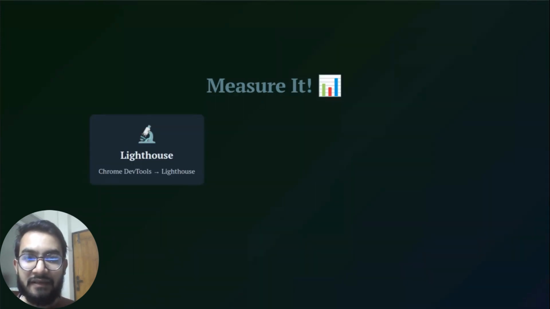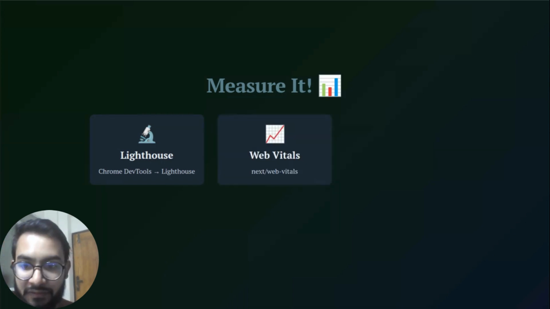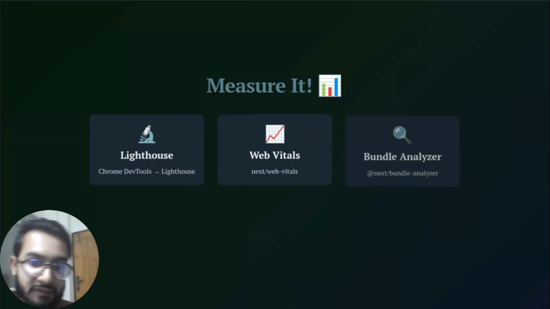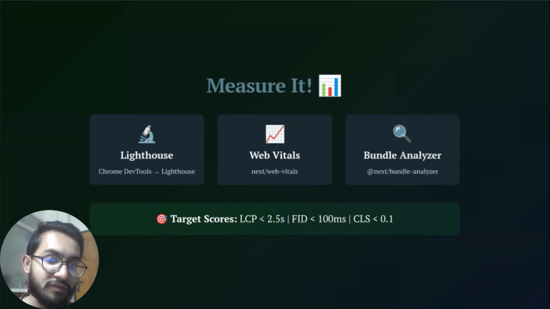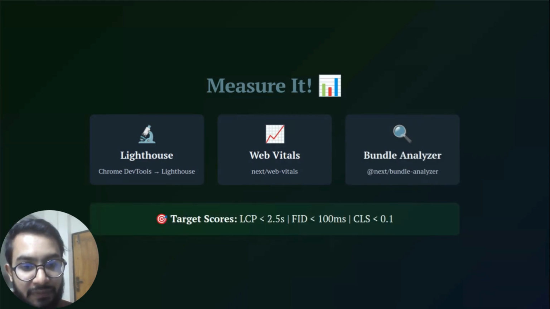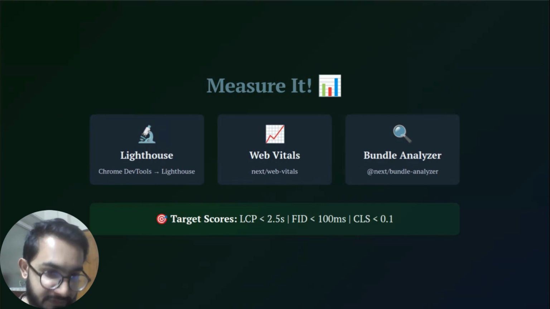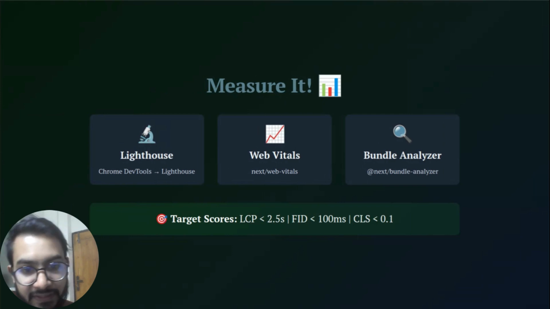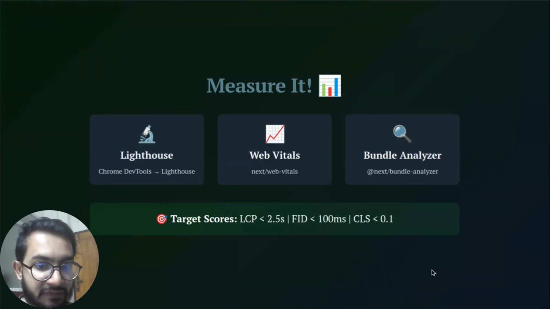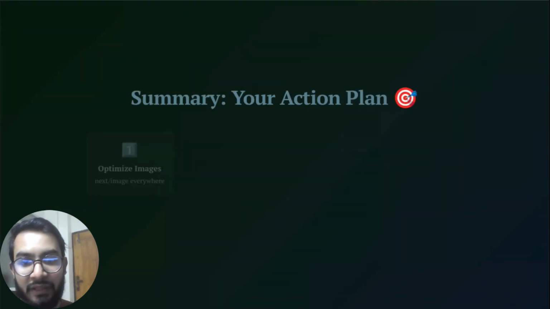And then finally it's time to measure your application performance. There are lots of tools available. You can use Lighthouse in Chrome DevTools, you can use Next.js Web Vitals, and you can also use the Next Bundle Analyzer. Your target scores should be: LCP less than 2.5 seconds, FID less than 100 milliseconds, and CLS less than 0.1.